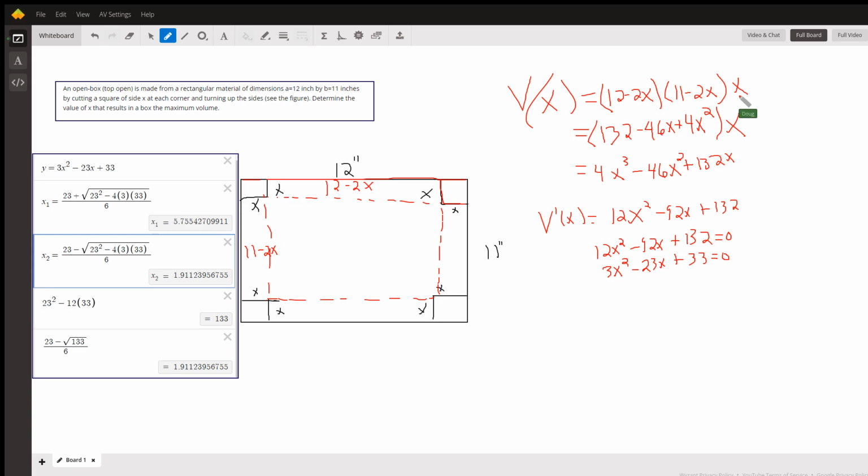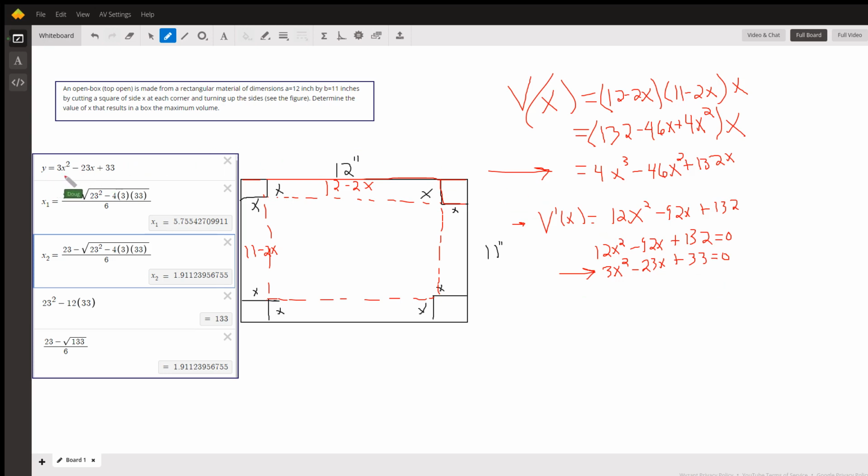Now, if you want to find the derivative, you could multiply this all together, which gives you this. Find the derivative, which gives you this. Set the derivative equal to 0 and solve for X. You might notice that every term is divisible by 4 to simplify your work. Turns out this does not factor.